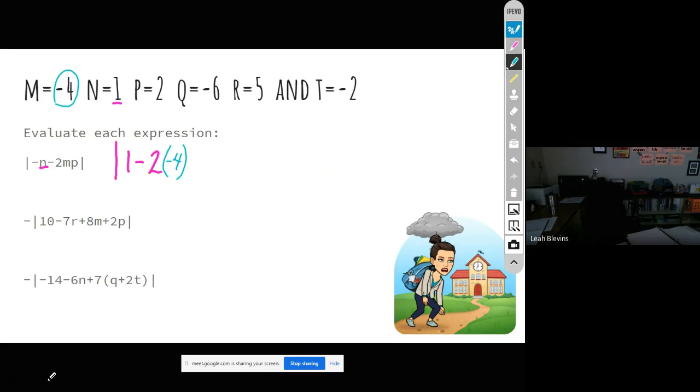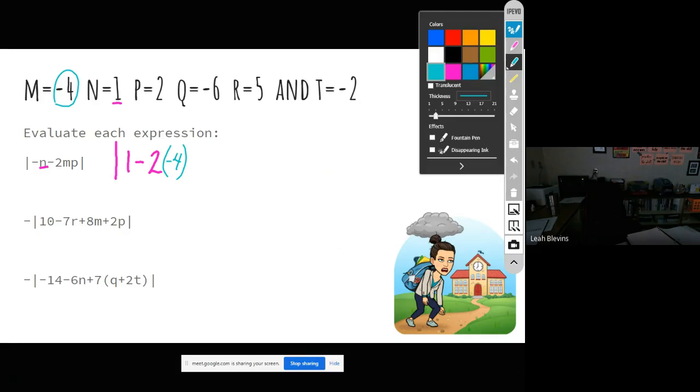Why do you think I put it in parentheses? What would happen if I didn't put it in parentheses? It'd be 2 minus 4, exactly. When I put it in parentheses, that shows me that I'm doing 2 times the -4. Does that make sense? Okay, and then last, we've got our p. Well, our p is 2. So I'm going to put in a 2. So now we can evaluate.